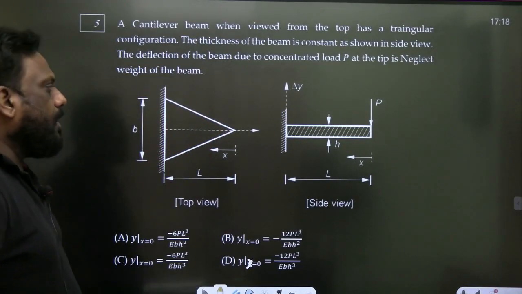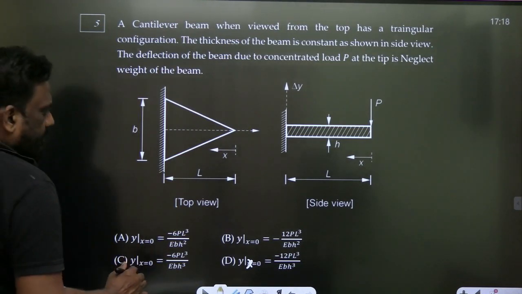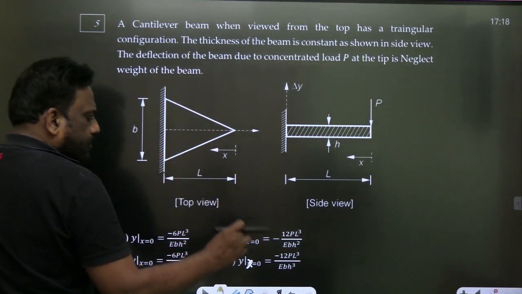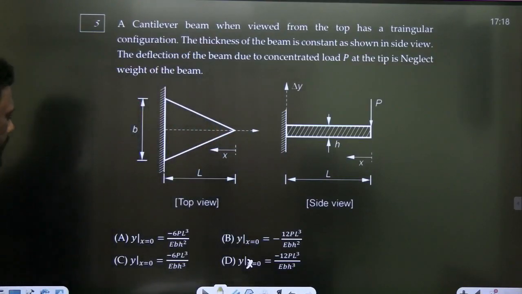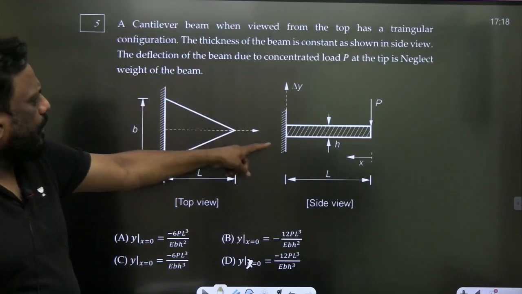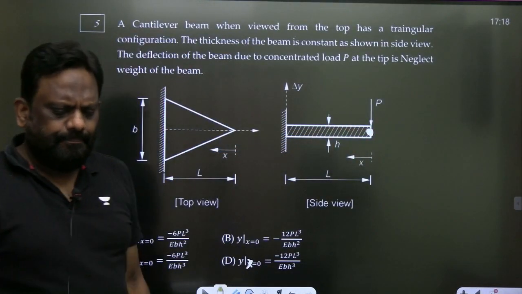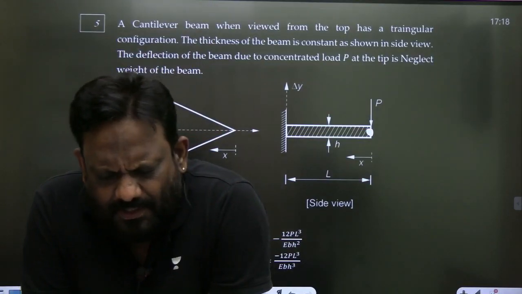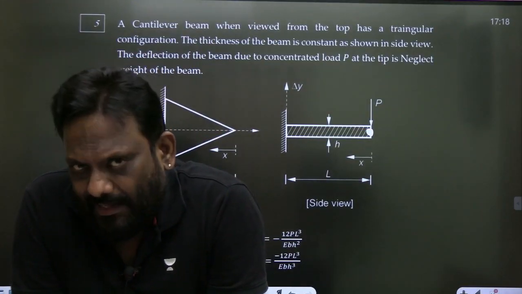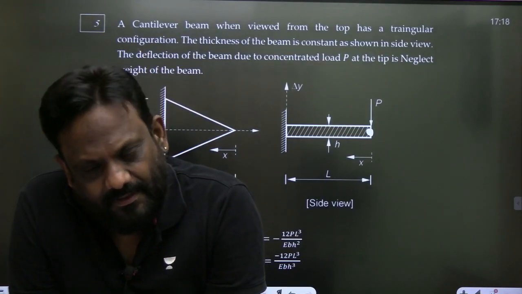Now I have a question. Dear students, let me calculate. If you visualize, what is he asking? The deflection due to the load P at the tip. So here he is asking deflection. Very good. Whenever you have a change in moment of inertia I, you can go for the moment area method.